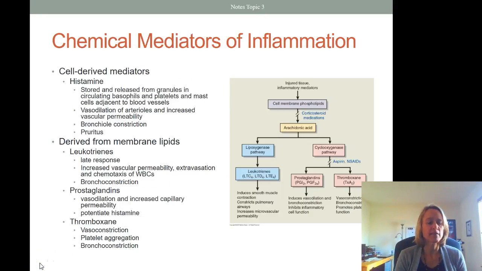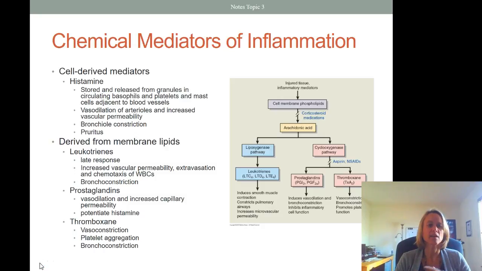Okay, next we have the cell-derived mediators of inflammation. We have histamine that's stored and released from granules that are found in circulating basophils, as well as mast cells. So remember, basophils differentiate into mast cells in the tissue. So basophils in the blood, mast cells in the tissues. So they have these granules, and they release histamine and other chemical mediators.